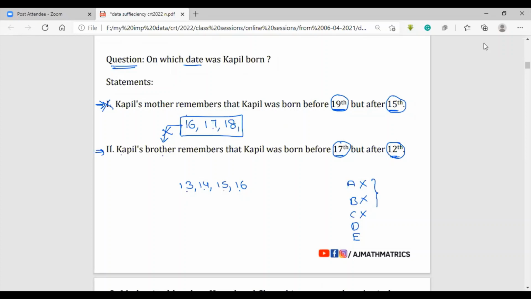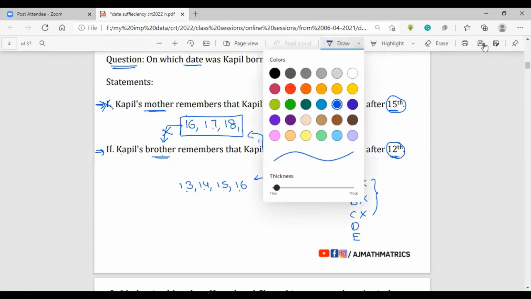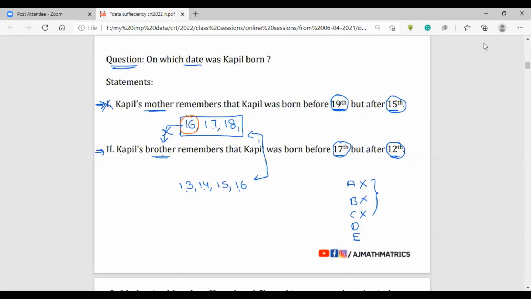So as of now, A, B, C are eliminated. Now the option must be either D or E. How do we decide? When we want to pick between D or E, you have to combine. If you combine these two, what must be the date of birth of Kapil? If both the statements are true, the mother said this and the brother said he was born between 12 and 17, then obviously Kapil was born on 16. So the answer to the question is 16.